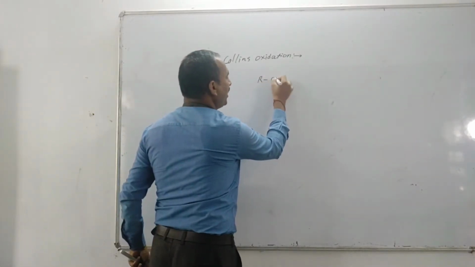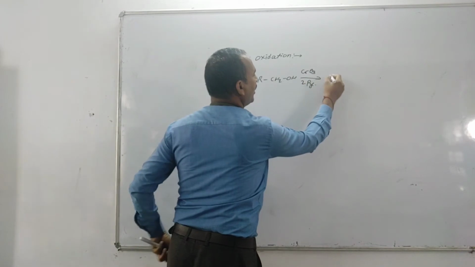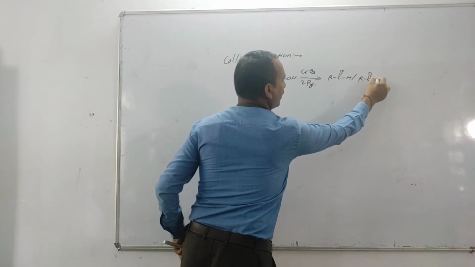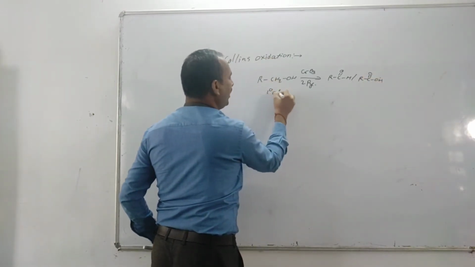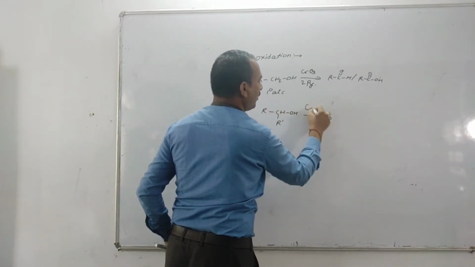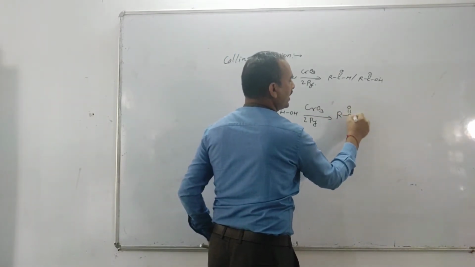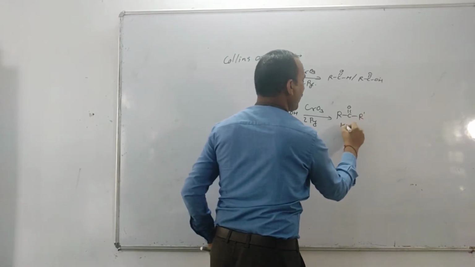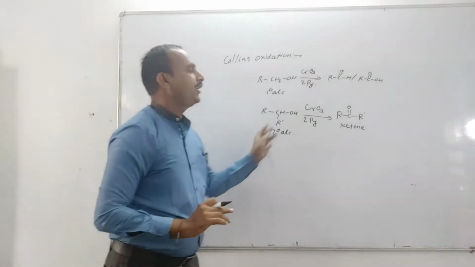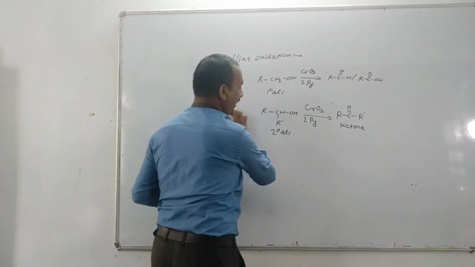Okay, so primary alcohol RCH2OH by using chromium trioxide and 2 equivalents of pyridine gives aldehyde and or carboxylic acid, and secondary alcohol RCHOH R dash by using chromium trioxide and 2 equivalents of pyridine gives ketone. So secondary alcohol on oxidation by Collins oxidizing agent gives ketone. Now let's see again the mechanism for this reaction.